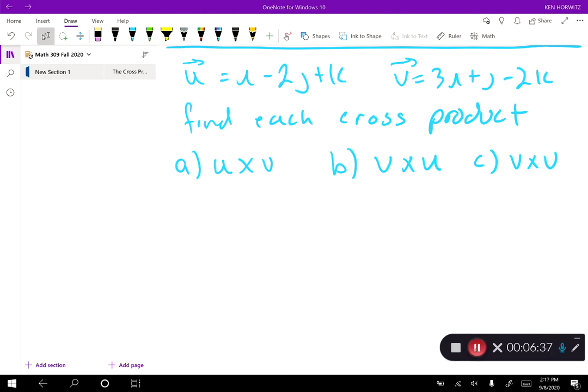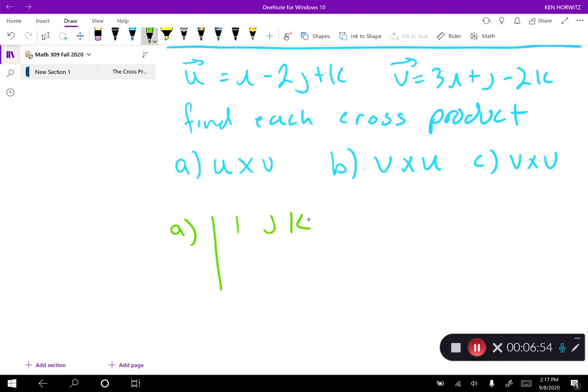All right, so let's do u cross v. We'll do the answers in another color. For A, we're going to create our determinant. Our first row is going to be i, j, k.